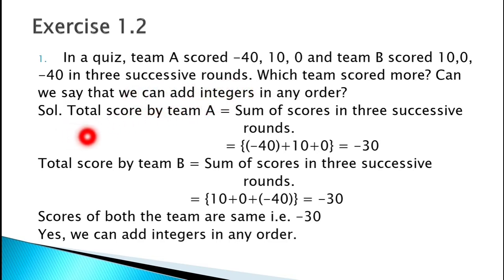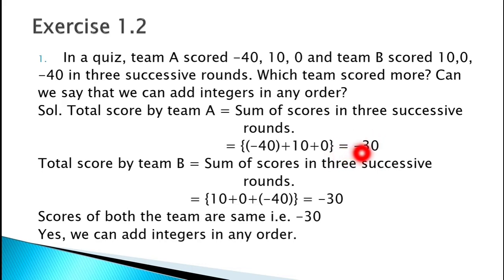So we can write the total score by team A is equal to the sum of scores in 3 successive rounds, which is given as minus 40, 10 and 0. So it can be equal to the sum of minus 40 plus 10 plus 0. Here again you can see that we are adding two integers, minus 40 and 10. Minus 40 is a negative integer while 10 is a positive integer. It means we are adding two opposite integers. And when we have to add two opposite integers, we take the difference of their values. That is, we take the difference by subtracting 10 from 40, which comes out to be 30.